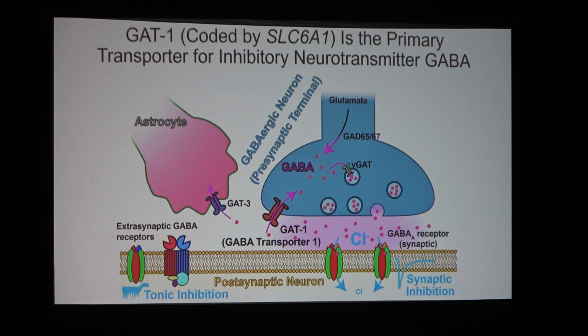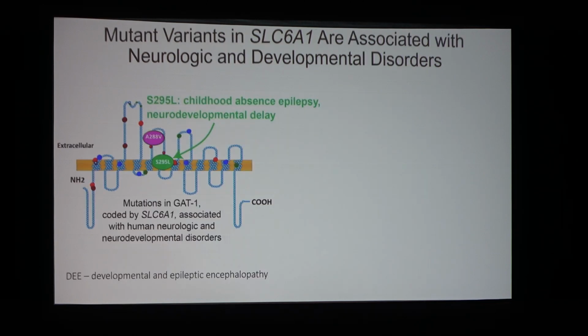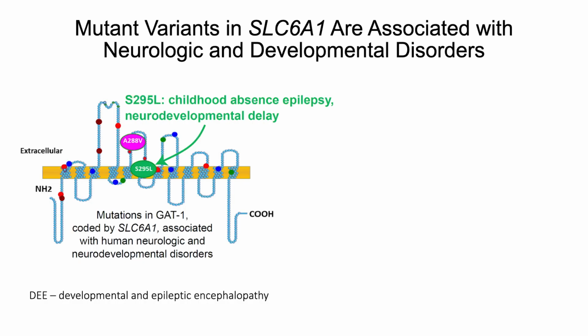GAT1 is the primary transporter, is expressed in most brain regions and is expressed by GABAergic neurons. GAT3 is only expressed in certain brain regions, mainly like thalamus, and it's primarily astrocytic. There are multiple mutant variants in SLC6A1, which is the gene that codes for GAT1, that are associated with neurologic and developmental disorders. And today I'm going to focus on the S295L, Maxwell's mutation.